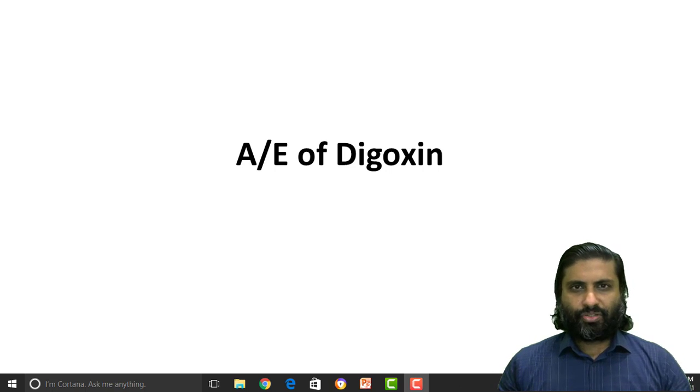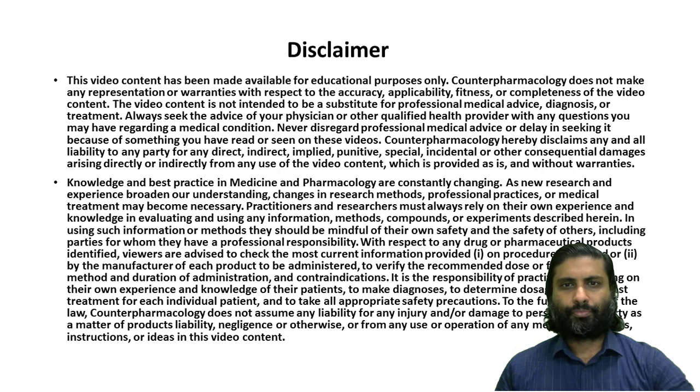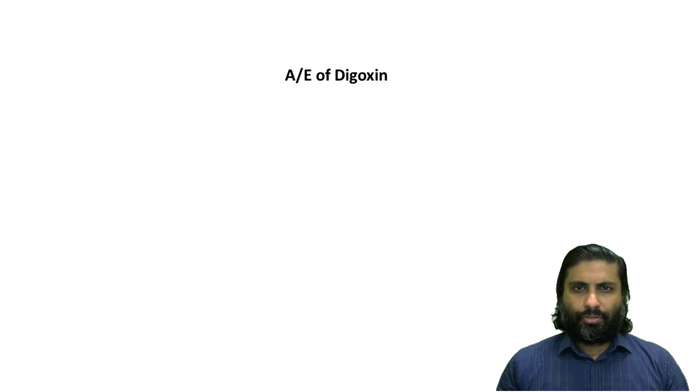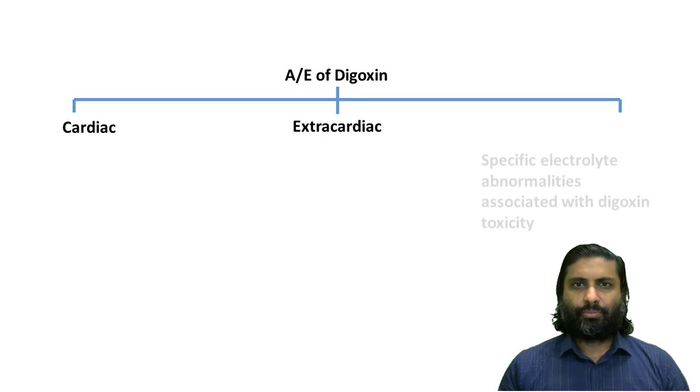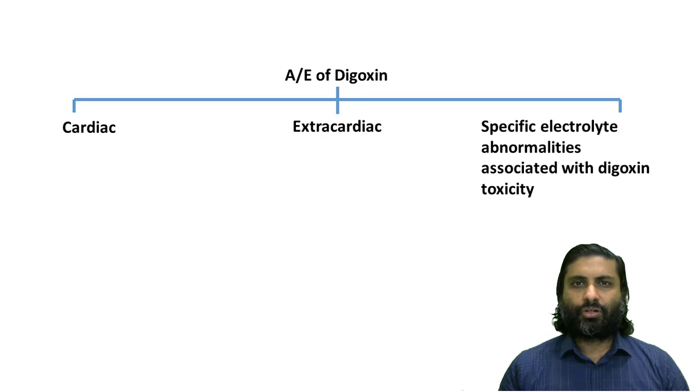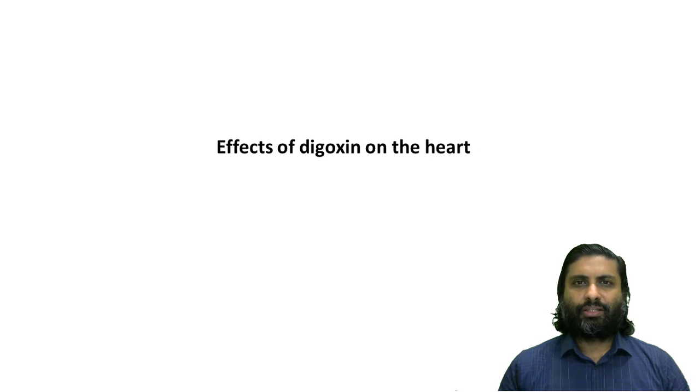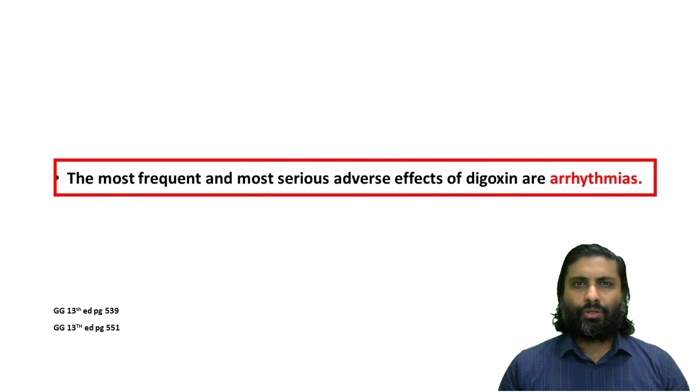In this video, we shall discuss in detail regarding the adverse effects of digoxin. Now, the adverse effects of digoxin may be conveniently discussed under three headings, namely cardiac, extracardiac, and electrolyte abnormalities associated with digoxin toxicity. Now, by far the most common and most dangerous adverse effects of digoxin are the cardiac arrhythmias.